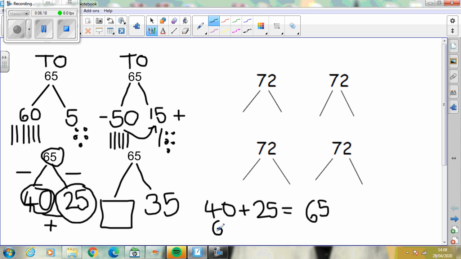Then we will go on and challenge them to say, right, so if we have 65 and we take away 40, that leaves us with 25, and so on. So now that you've seen the pattern, hopefully that will support your child to do the same thing for the 72s.